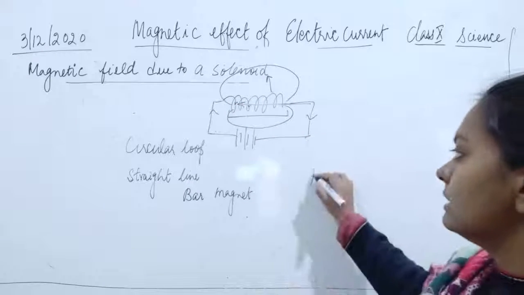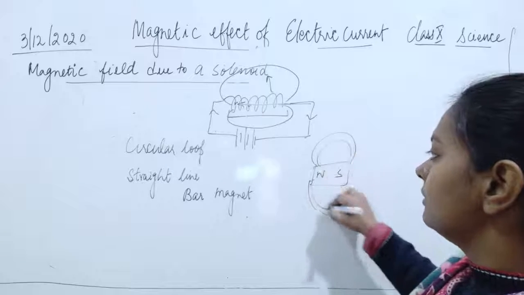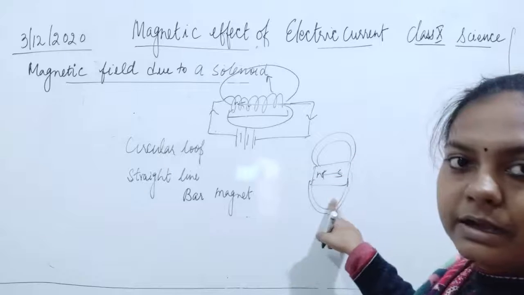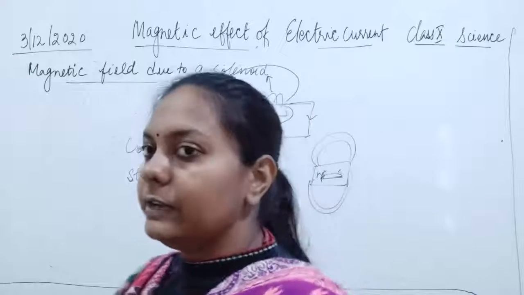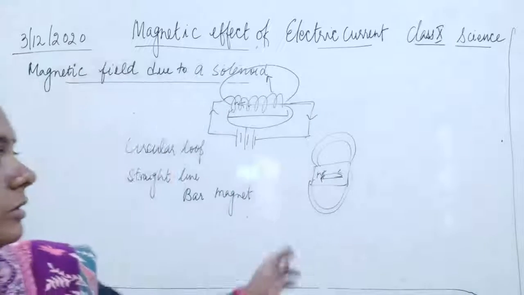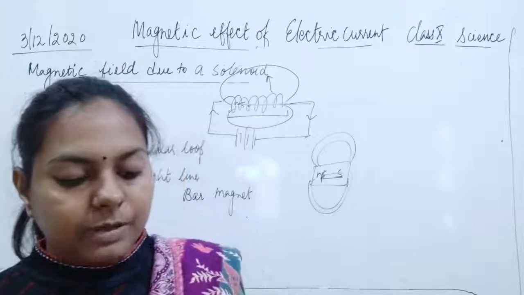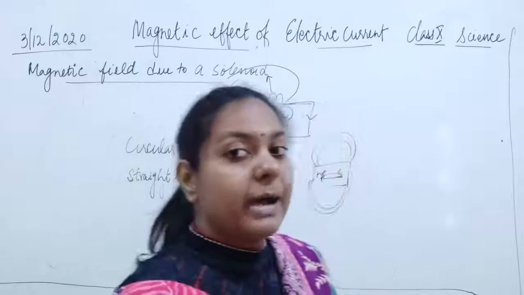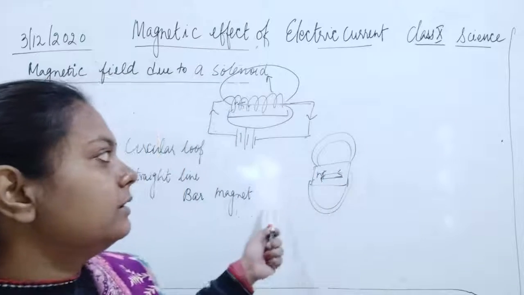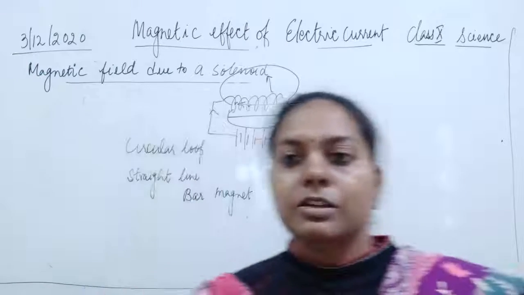Okay? Exactly like this. Outside there was a circular loop from north to south, and inside the magnet it is always a straight magnetic field from south to north. Okay, so this is about the magnetic field which is being produced by a solenoid. We will get parallel lines inside the solenoid. We'll get parallel straight lines inside a solenoid.